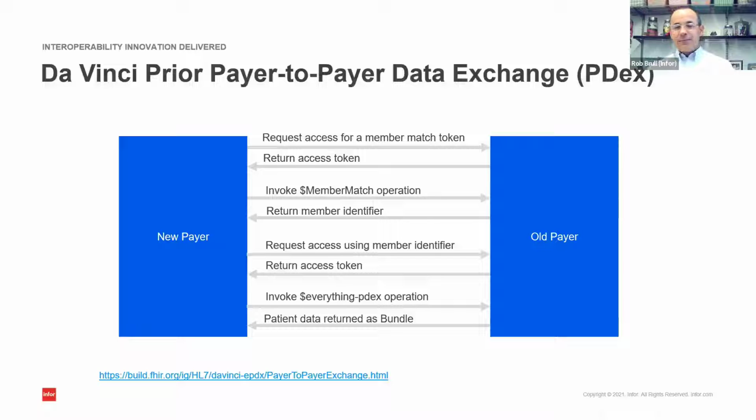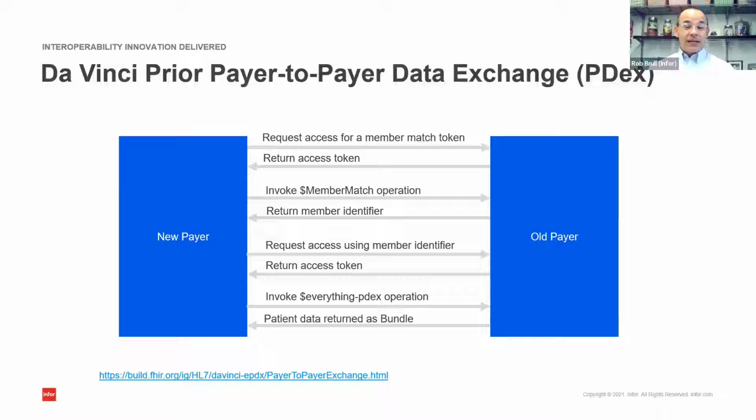The application at the new payer needs to go gather these three things: the demographic data, the old payer coverage data, and the consent data, package that up and send it over to the old payer so they have all this information. And that's all done in this FHIR member match operation.